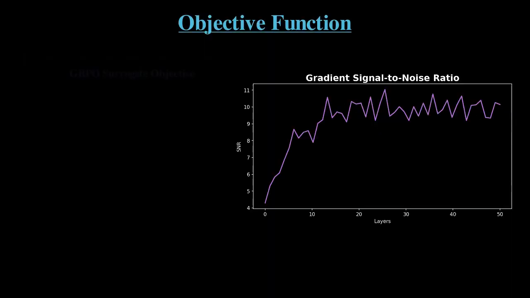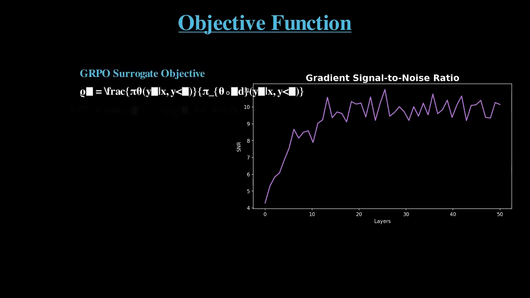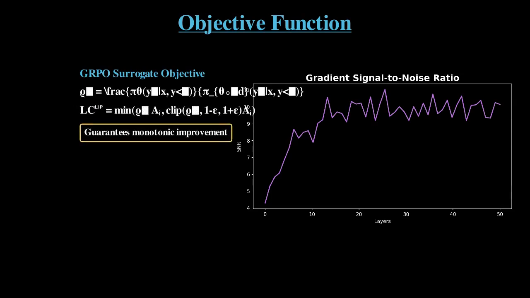Now we construct the GRPO objective function. Similar to PPO, we use importance sampling to update the policy. We calculate the probability ratio of generating a token under the current policy divided by the old policy. We multiply this ratio by our group advantage, Ai. To prevent destructively large updates, we clip this ratio between 1 minus epsilon and 1 plus epsilon, taking the minimum of the unclipped and clipped versions. This ensures stable, monotonic policy improvement without catastrophic forgetting.